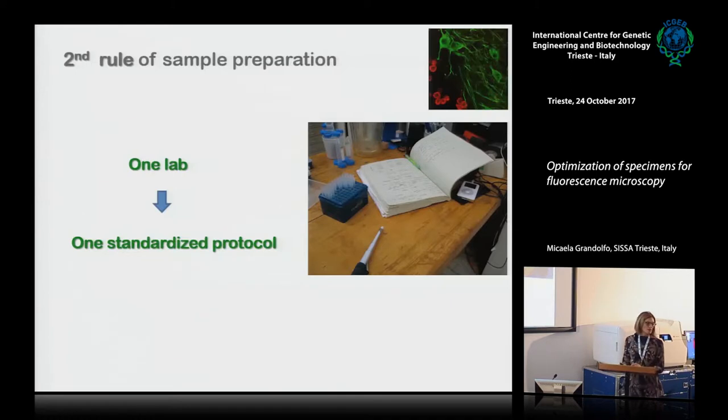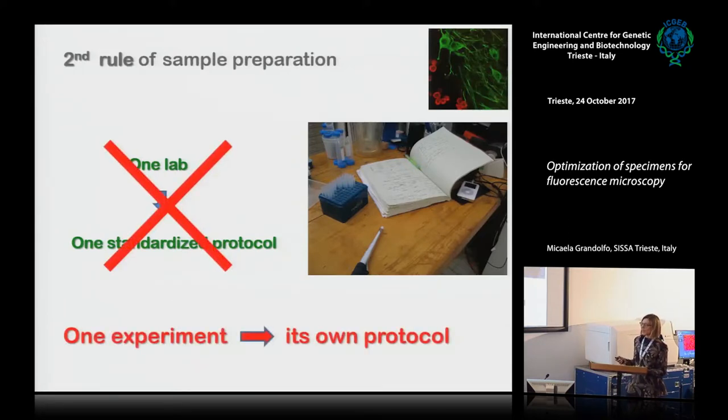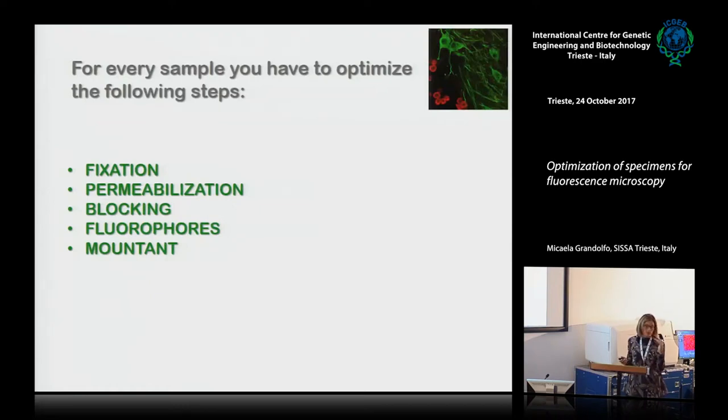The second rule, also this one is really underestimated, in my experience. Very often there is one standardized protocol for immunofluorescence in a certain lab, just one. And everyone is using the same immunofluorescence protocol for different tissues, different cells, to look at different antigens in different conditions. And this is totally wrong. What you have to do is set your own immunofluorescence protocol for your experiment. And to do this, you have to optimize some steps: the fixation of the sample, the permeabilization, the blocking of the sample, the choice of the fluorophore, and the choice of the mountant.